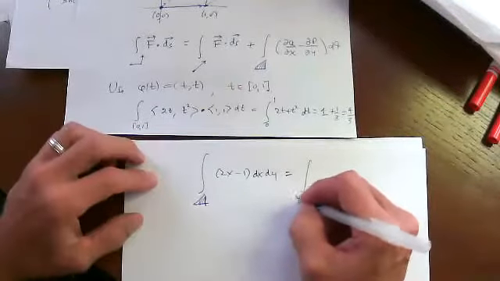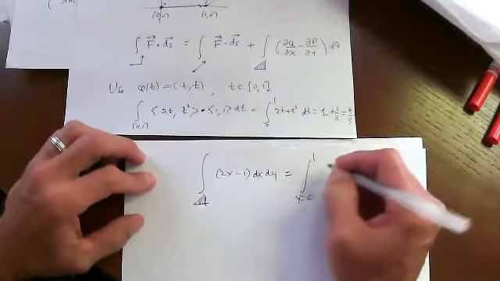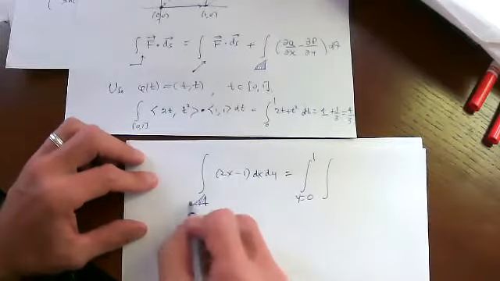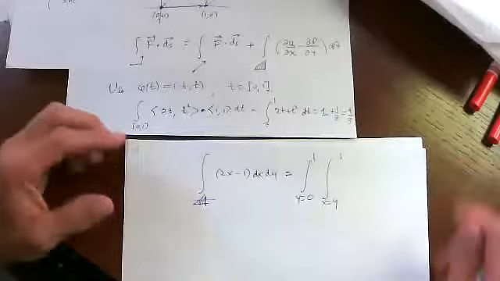So I seem to have y on the outside. That's fine. My y coordinates go from 0 to 1. And for every fixed y coordinate, my x coordinates go from y to 1.